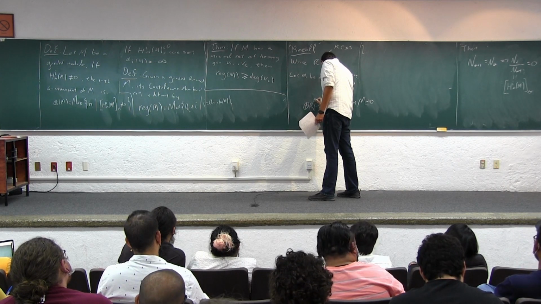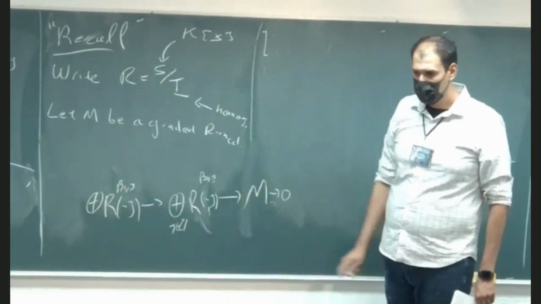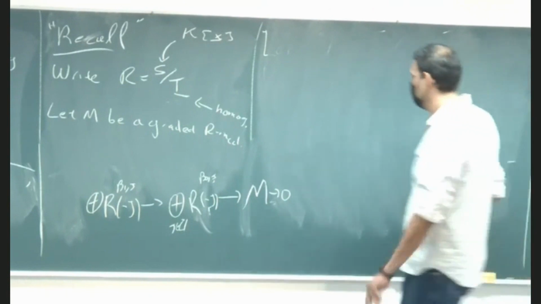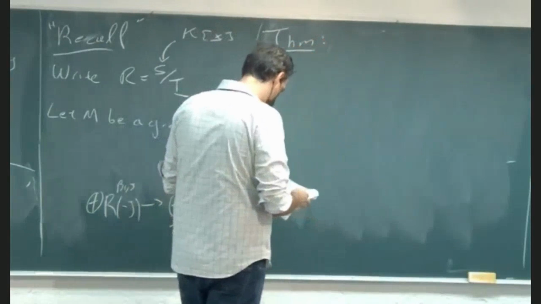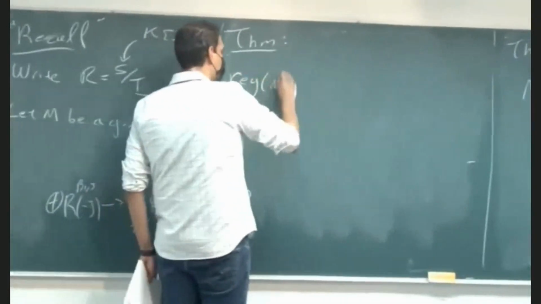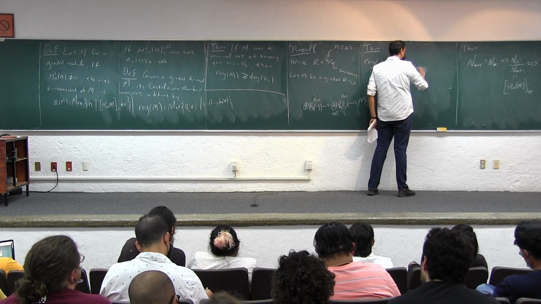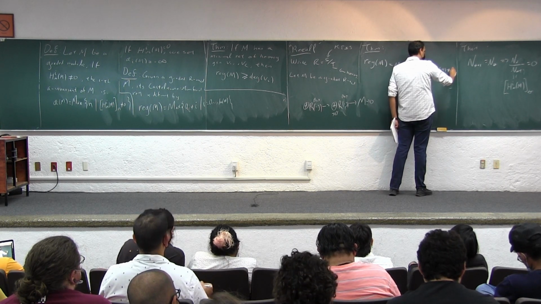These are called the graded Betti numbers. So, theorem: the Castelnuovo-Mumford regularity of M is equal to the max of J minus I, where beta I,J of M is different from zero.